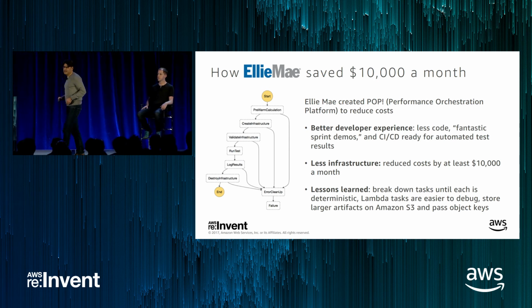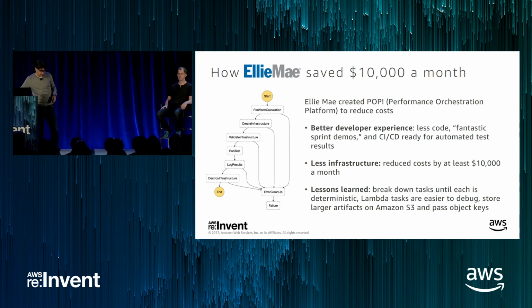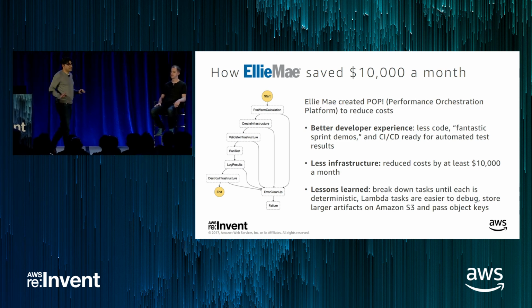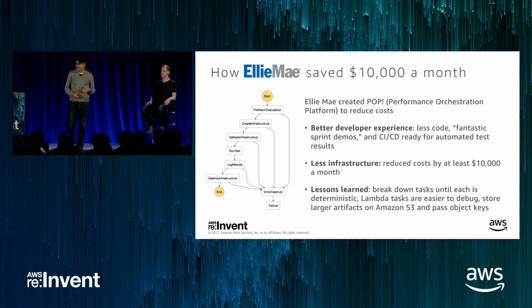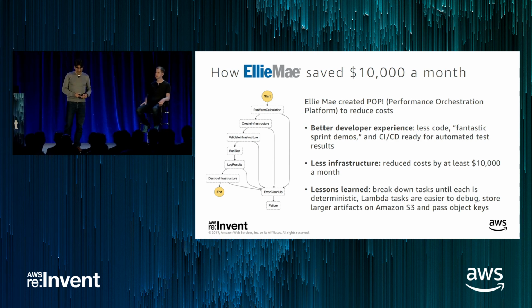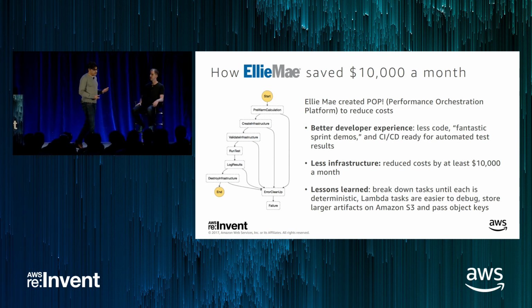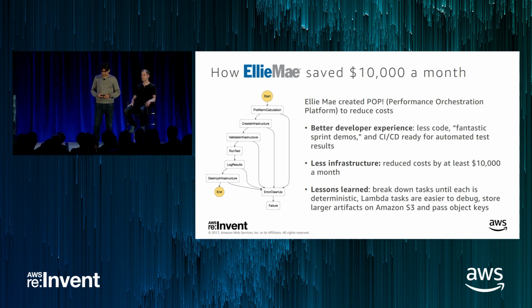Well, the team had some really interesting outcomes from this. They told us that in the course of building this project, they had fantastic sprint demos. They had a lot of fun week over week showing what they had accomplished. They actually wrote less code. They obviously saved money in their infrastructure, and they now have an app that is CI/CD ready for automating test results. They learned a lot of lessons along the way.